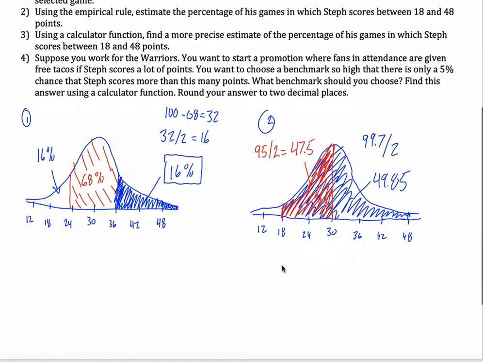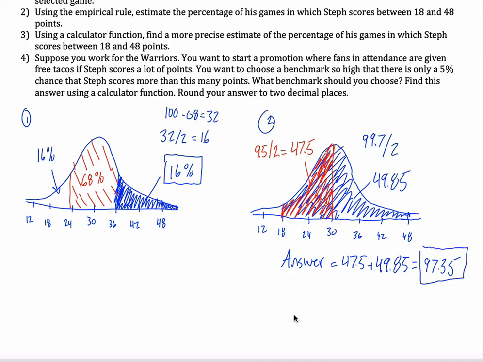And so to figure out my final answer, maybe I'll write it down here. All I've got to do is add up 47.5 and 49.85. And the answer I end up getting is 97.35. Yeah, there we go. I'll just put a box around it because it's my answer.